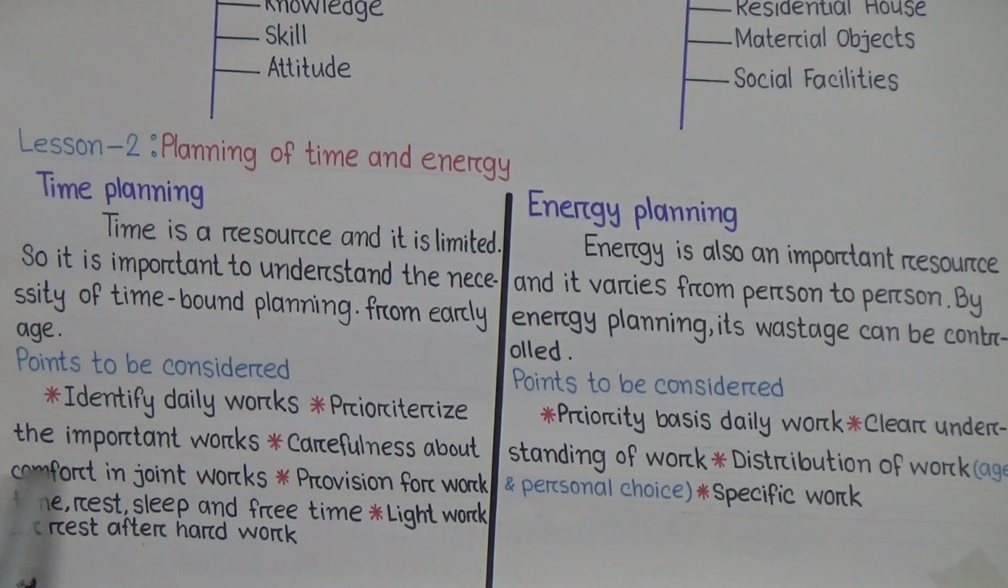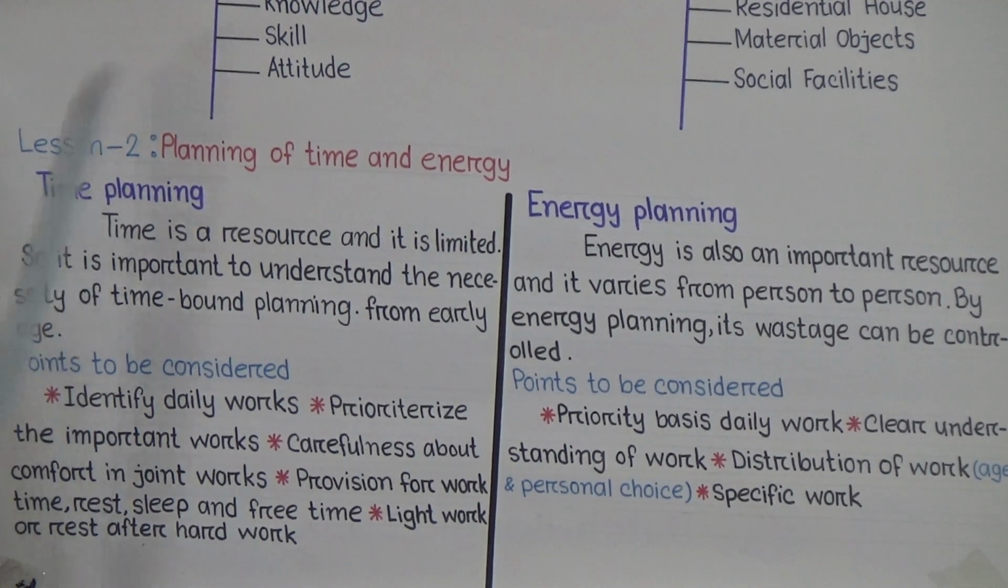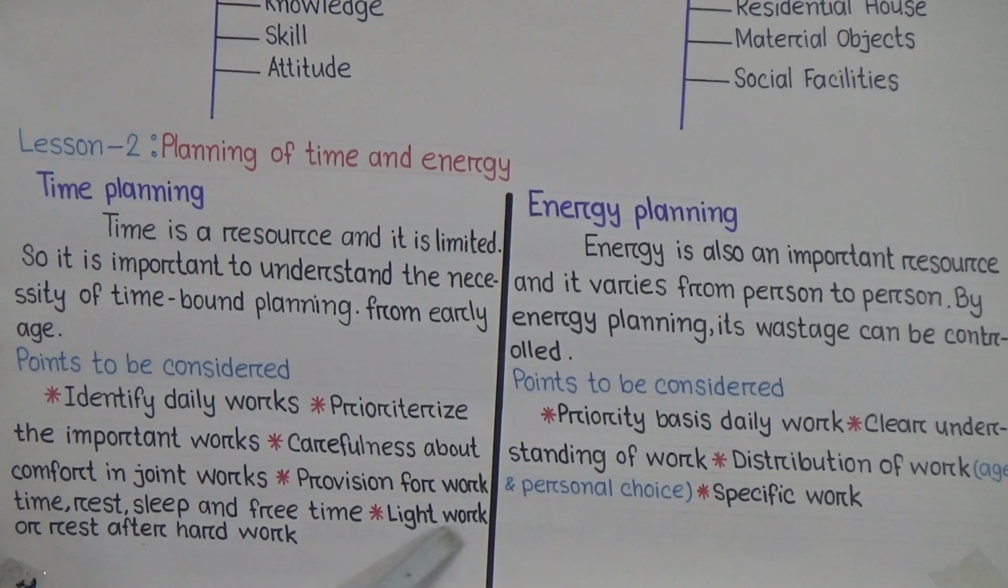Provision for work time, rest, sleep, and free time. We must think about all this also. If we can think about all this, we'll be able to save our time. We'll be able to do successfully everywhere. Light work or rest after hard work. So if we do so many works, we must take rest after any hard work. So if we maintain all these rules or points, we can save our time.